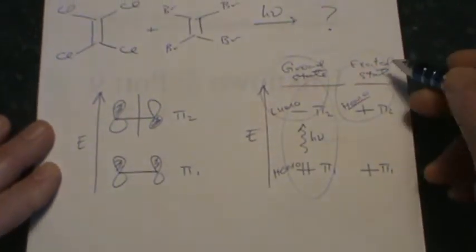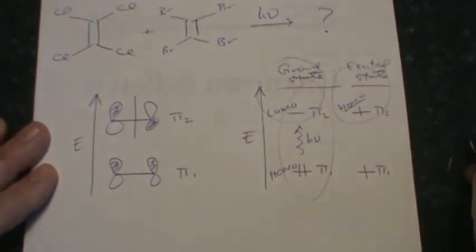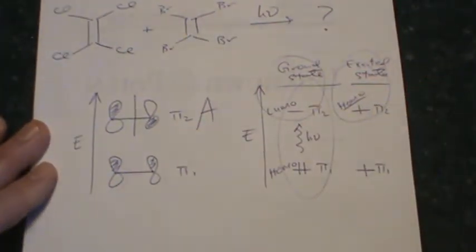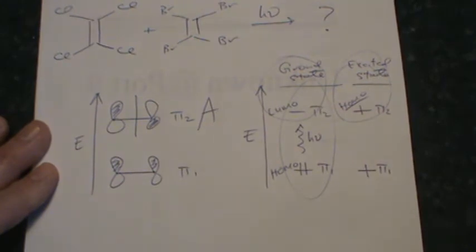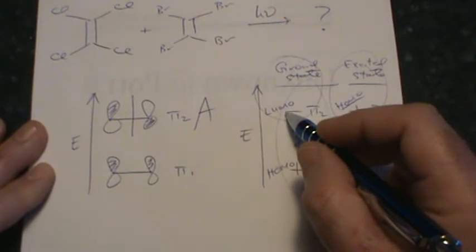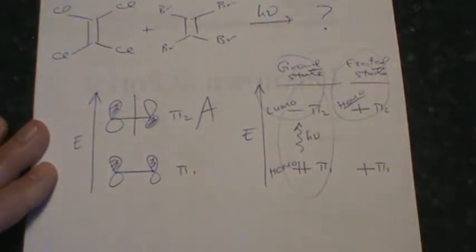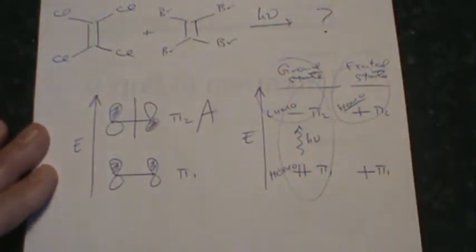Okay, the excited state HOMO is pi 2. Is it symmetric or antisymmetric? It's antisymmetric. We're going to allow that to react with the LUMO of the other species, which is also pi 2, and it's also antisymmetric. So by Woodward-Hoffmann rules, this reaction would be allowed.